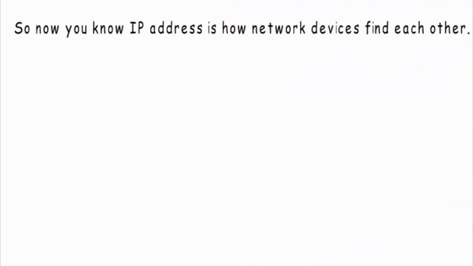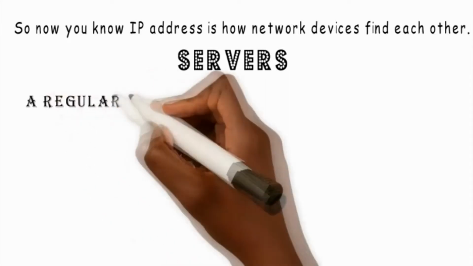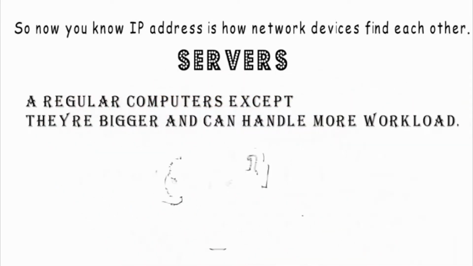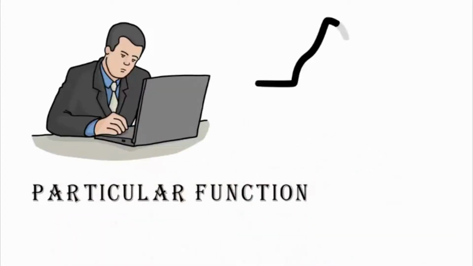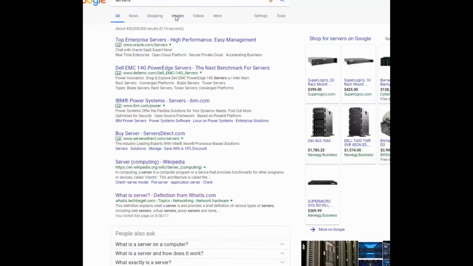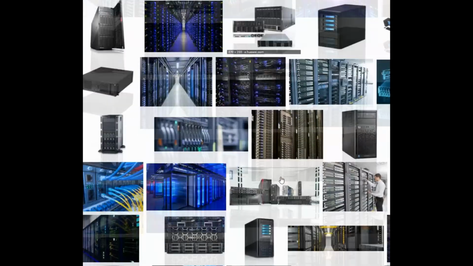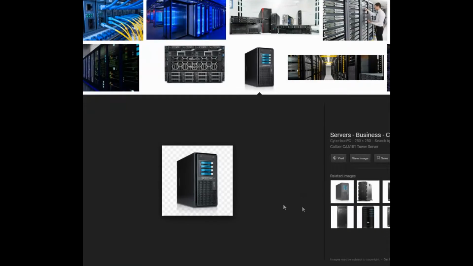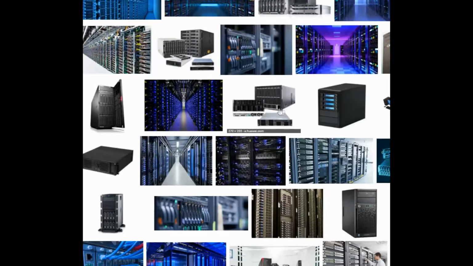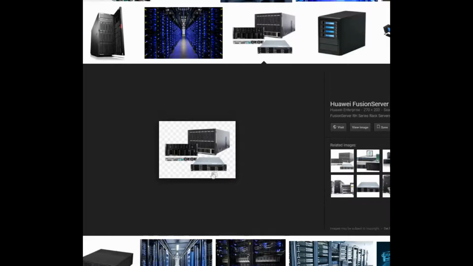Now let's talk about another type of machine in an enterprise network called servers. Servers are pretty much the same as regular computers, except they're bigger and can handle more workload. Servers also serve a particular function that they have been configured for. Here, let's see what servers look like in real life. Let's just open up Google and search for servers. Let's go to images. Here's some right here. Sometimes a server looks just like a desktop PC because, well, again, servers are really just high-performing computers meant for a specific function.